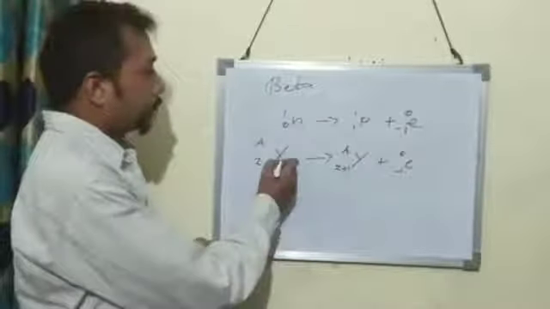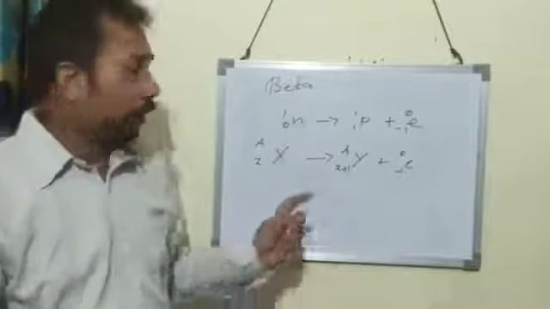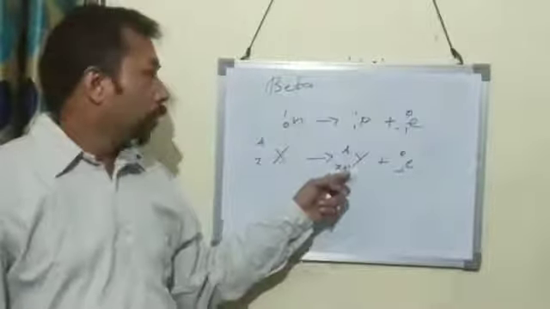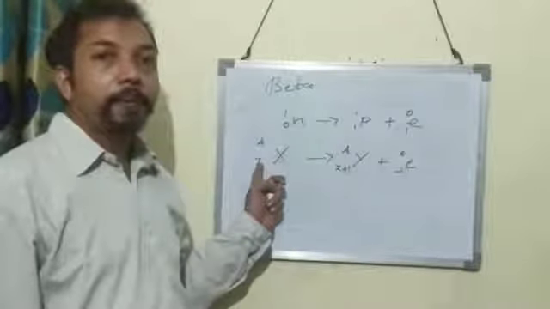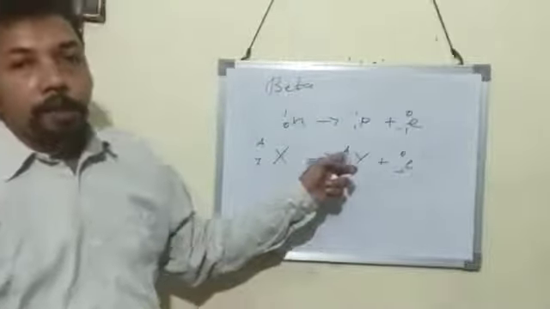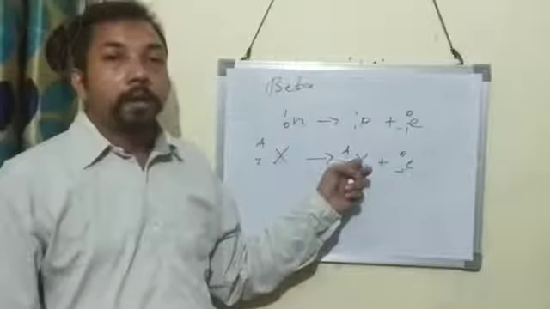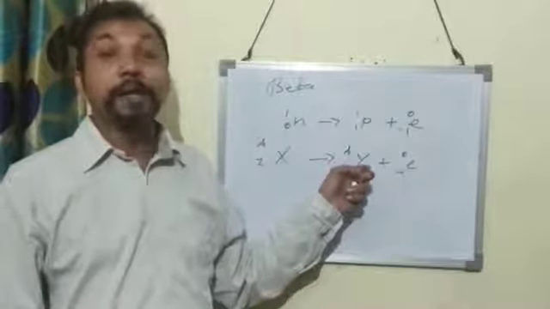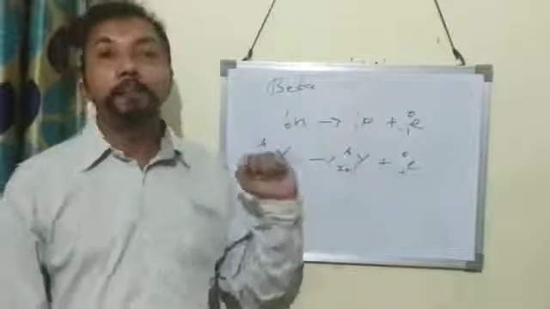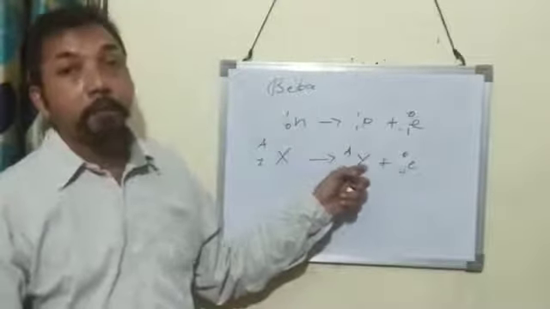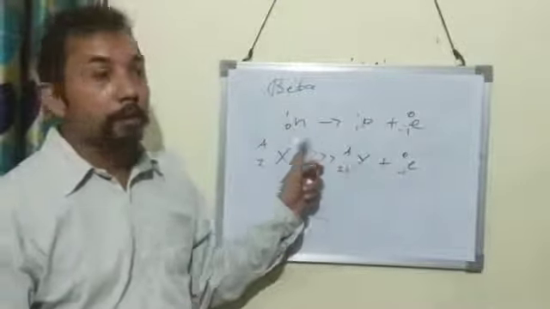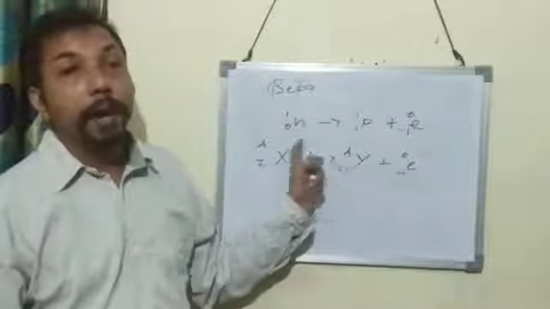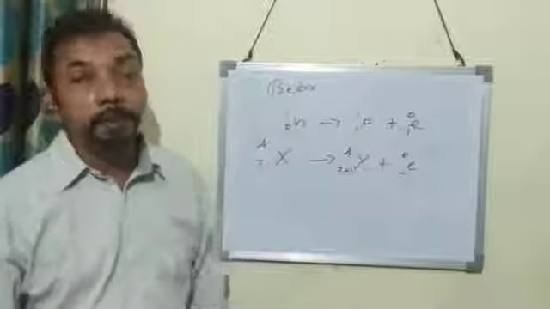This is called the parent element and this is called the daughter element. You can see that the atomic number of the daughter element is 1 more than that of the parent element. So what about the position of the daughter element in the periodic table? The daughter element comes one place after the parent element in the periodic table, because its atomic number is 1 more than that of the parent element.